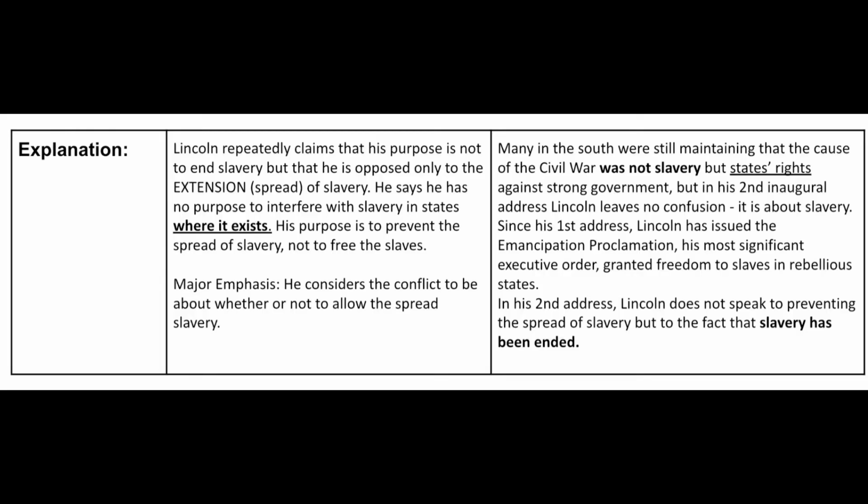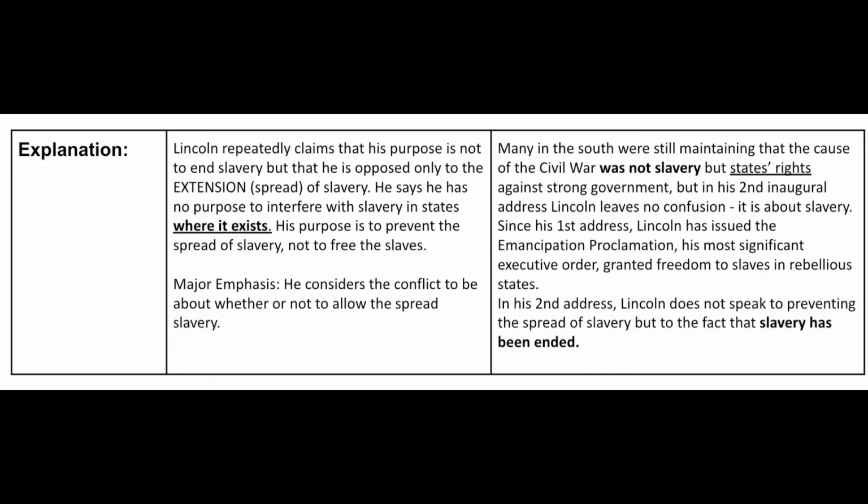Many in the South were still maintaining that the cause of the Civil War was not slavery at all, but rather states' rights against the government. But in his second inaugural address, Lincoln leaves us with nothing to be confused about, and he makes it known very well that it's about slavery.